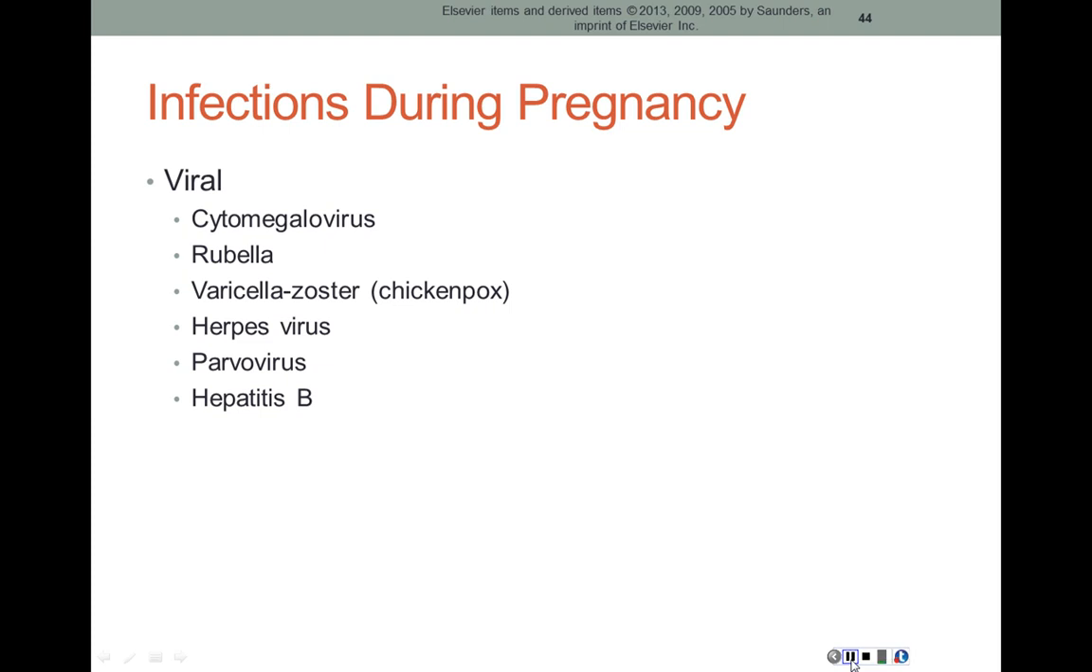Okay, infections during pregnancy, they can have devastating effects on the fetus. If you look on page 624 and 625, table 26.2, it lists all of these and it tells you all about each one. The important thing is that we need to find out whether or not mom has been immunized for these diseases.